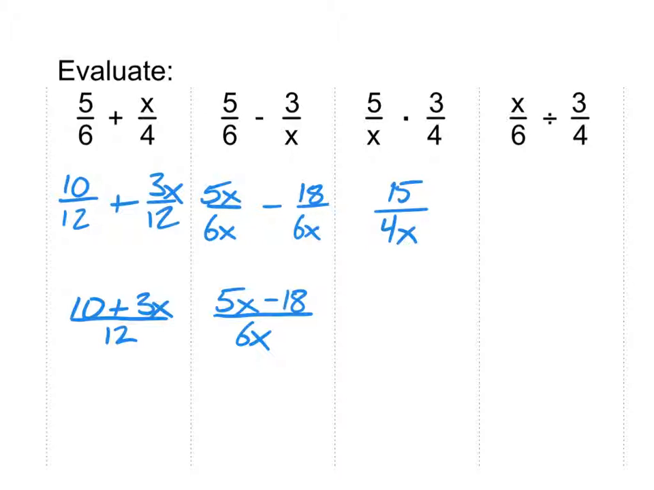All right, and last of all, our division. Our process for division is still exactly the same. I'm going to multiply by the reciprocal, so I'm going to rewrite the equation as x over 6 times 4/3. Always write out that step.